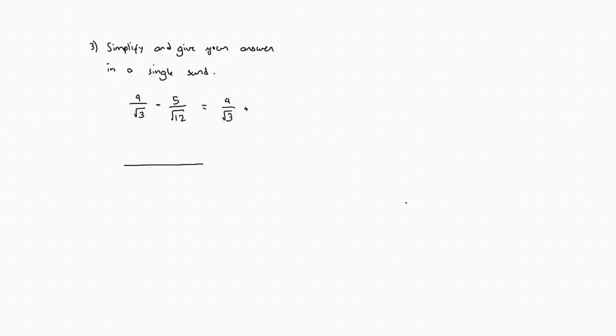So what that looks like is the square root of 12, so that's 4 multiplied by 3, which is the square root of 4 times the square root of 3. You know, the square root of 4 is 2, so that's 2 root 3. That's what root 12 is. So this becomes 5 over 2 root 3, at which point, of course, you can get our LCM. So we use 2 root 3.